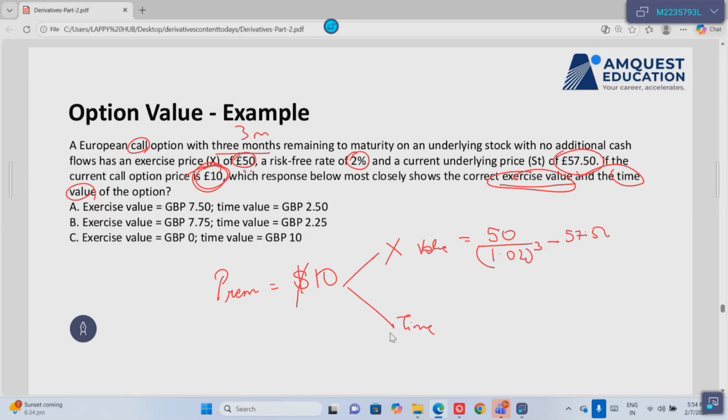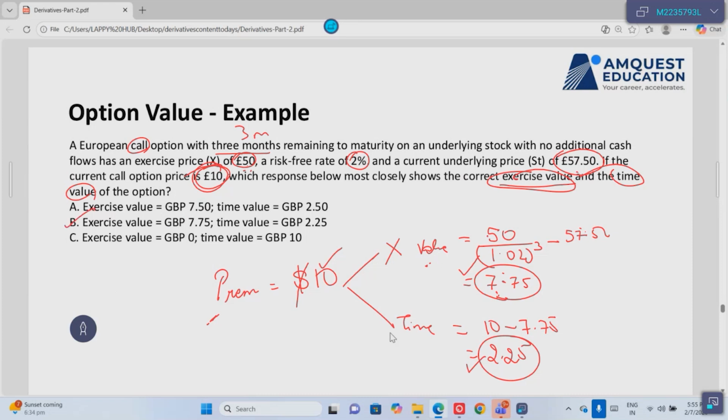I mean, don't change the signs of money, right? So you will realize that 50 you can buy it for, but after 3 months. So today's value is how much potentially, correct? You'll notice that the difference is not 7.5, it is 7.75. So the exercise value is 7.75. Time value is 10 minus 7.75, so it will be 2.25. Because time value is nothing but the difference between the option value and your exercise value, right? So 10 is given to you, find out 7.75, and the answer is the third option.